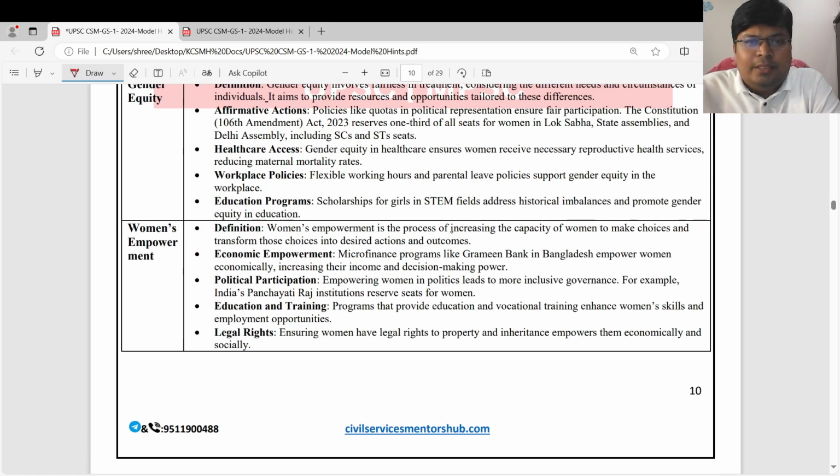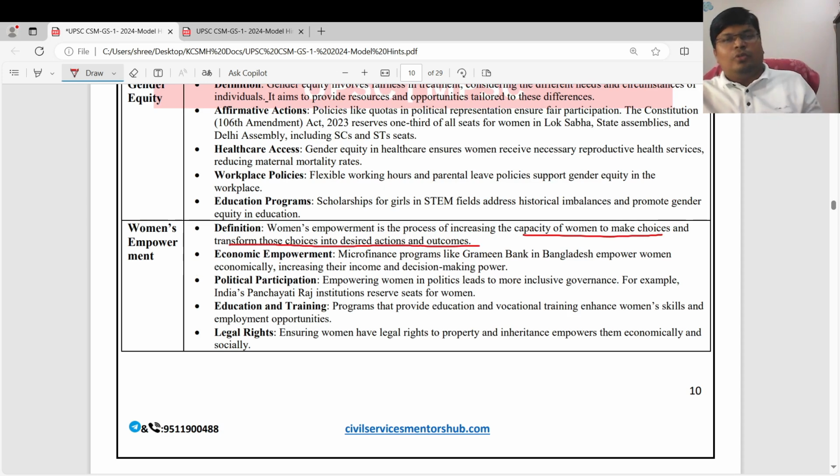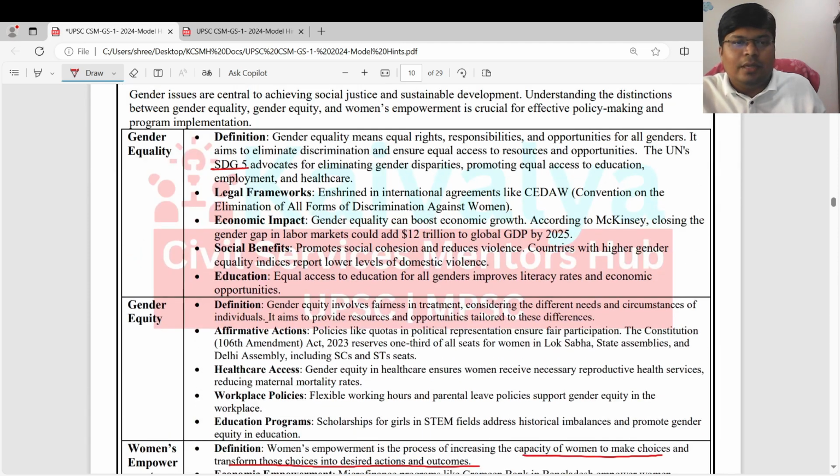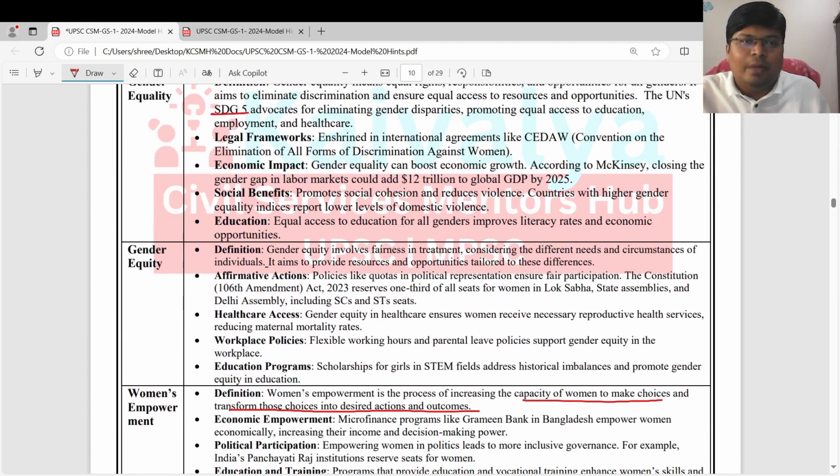Women's empowerment is the process of increasing the capacity of women to make choices and transform those choices into desired actions and outcomes. So these are the keywords, and also you can interlink with the economic dimension, political participation, education, legal rights, etc. I have given this in tabular format. You can write it down one by one.